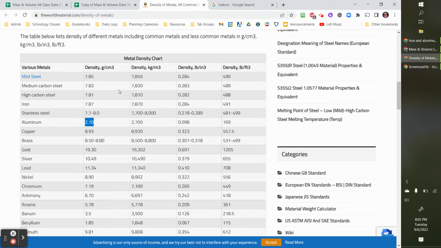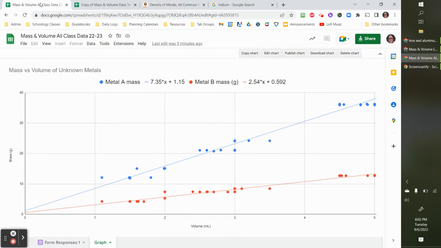So the actual density of aluminum is 2.7, and my calculated density is 2.5, which is actually not too bad. So I can say with a reasonable degree of confidence, since there's no other metals close to that density, that metal B is likely aluminum. Now, metal A is harder because it has a density of 7.35.